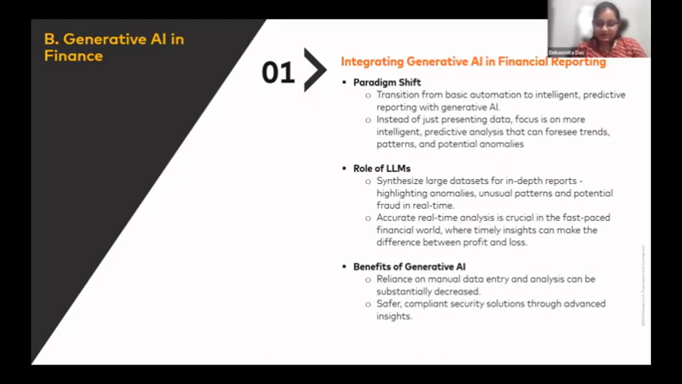So now let's discuss its application within finance. We are moving from basic automation to a more intelligent and predictive approach to reporting. Let's delve into how this paradigm shift is happening. We are transitioning from the old way of presenting data, where we mainly focused on automation, to a more intelligent and predictive approach enabled by generative AI.